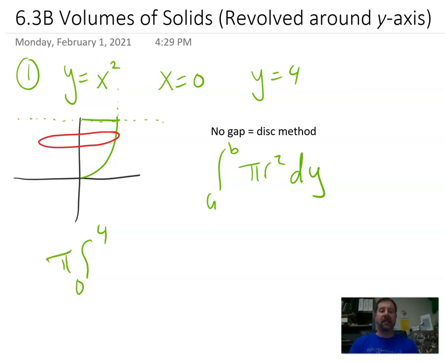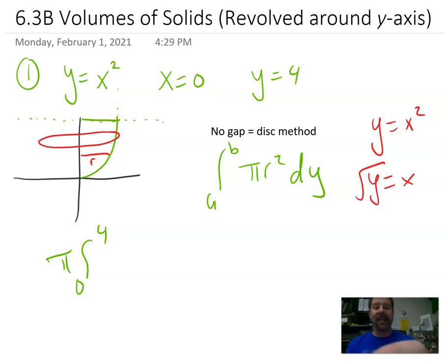Now the radius is the function, but I need the function in terms of y, not in terms of x. So what we're going to do is come to the side here and write y equals x squared, and solve for x. x equals the square root of y, or technically plus or minus the square root of y. But because this is going to the positive side of the y-axis, this would just be x equals root y. That is the function that we are dealing with.